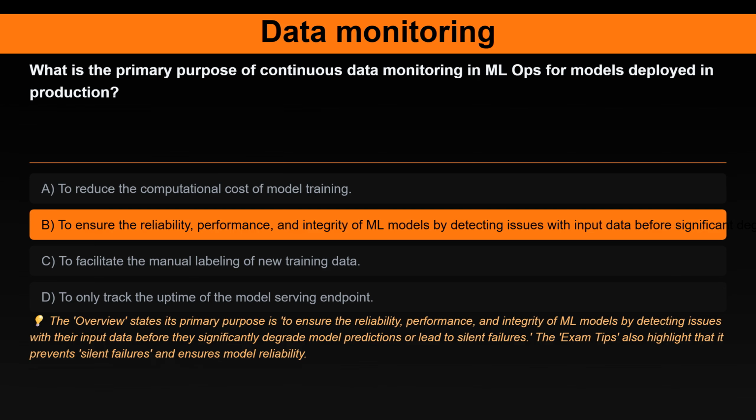The correct answer is to ensure the reliability, performance, and integrity of ML models by detecting issues with input data before significant degradation. Here's the explanation. The overview states its primary purpose is to ensure the reliability, performance, and integrity of ML models by detecting issues with their input data before they significantly degrade model predictions or lead to silent failures. The exam tips also highlight that it prevents silent failures and ensures model reliability.